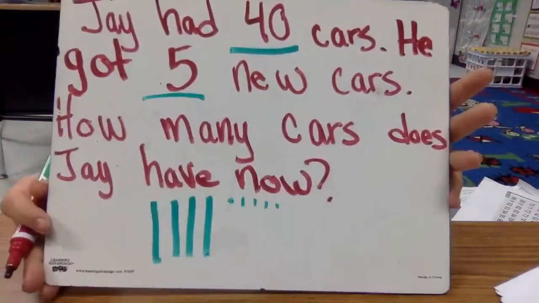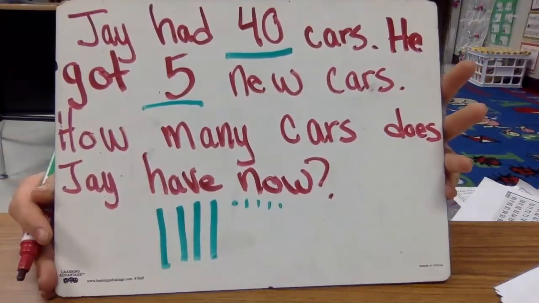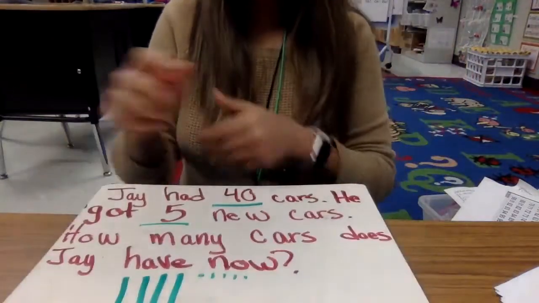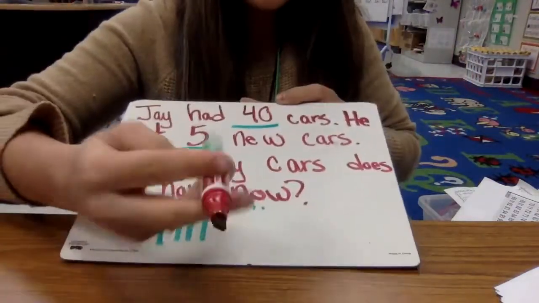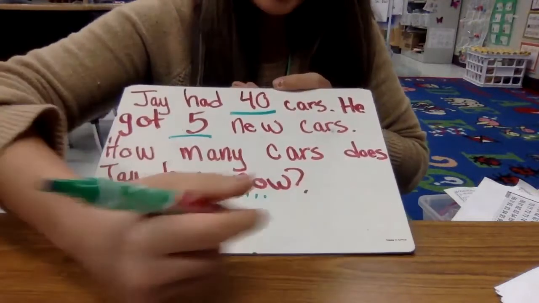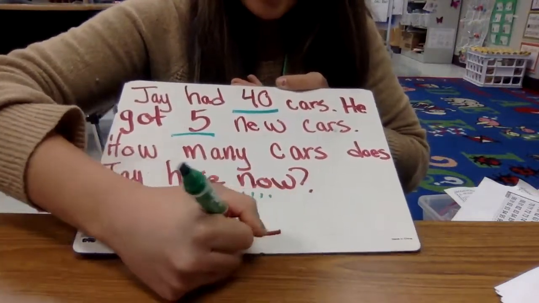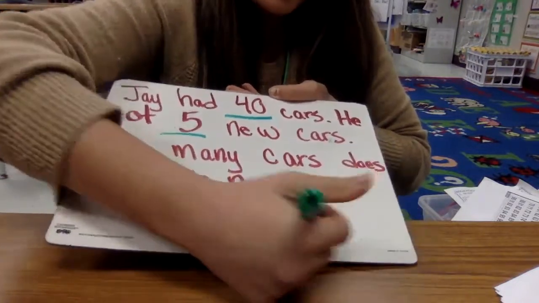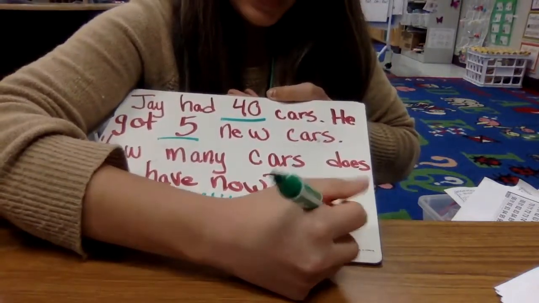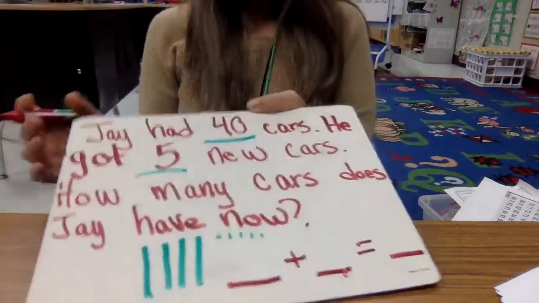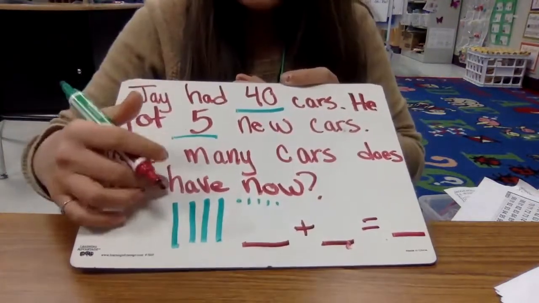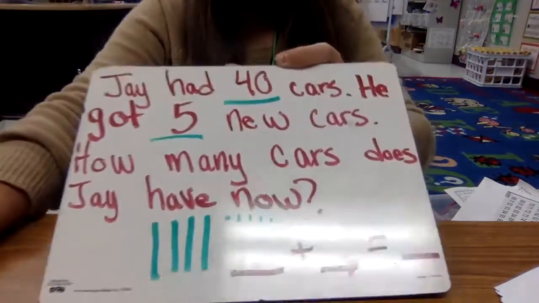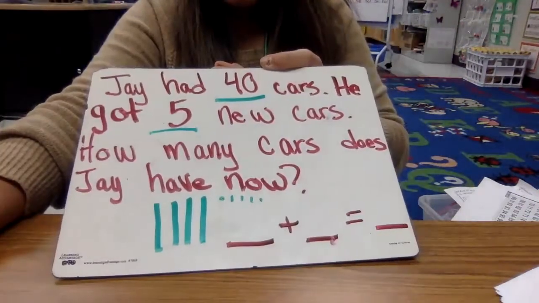But that is not what I am asking for you to do. Now I would like for you to write a number sentence for the problem and the solution. Remember that a number sentence looks like this. A number plus a number equals a number. What number plus what number equals our answer, our solution?